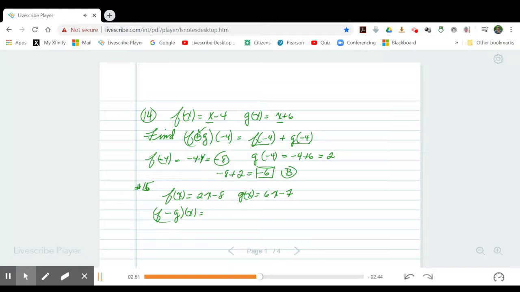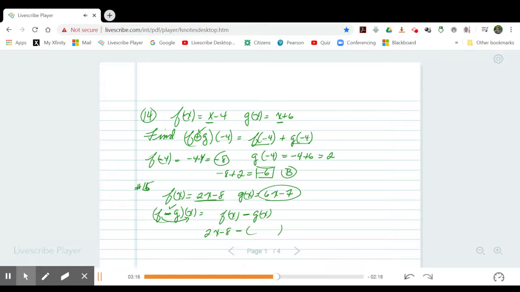What is the f of x function? It's right here. It's 2x minus 8. Here's the deal. You're subtracting a polynomial. It's got two terms. You're subtracting g of x. What you need to do is put that in parentheses, and the reason being is that this minus sign is going to affect both of these terms within the parentheses. This gives you 2x minus 8 minus 6x plus 7.